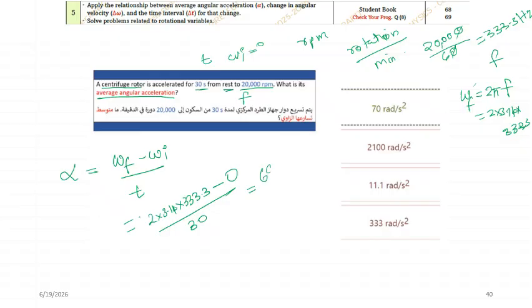That will become 69.7. 69.7 is approximately equal to 70. What is the unit? Rad per second square. So this will be the correct answer. Fine.